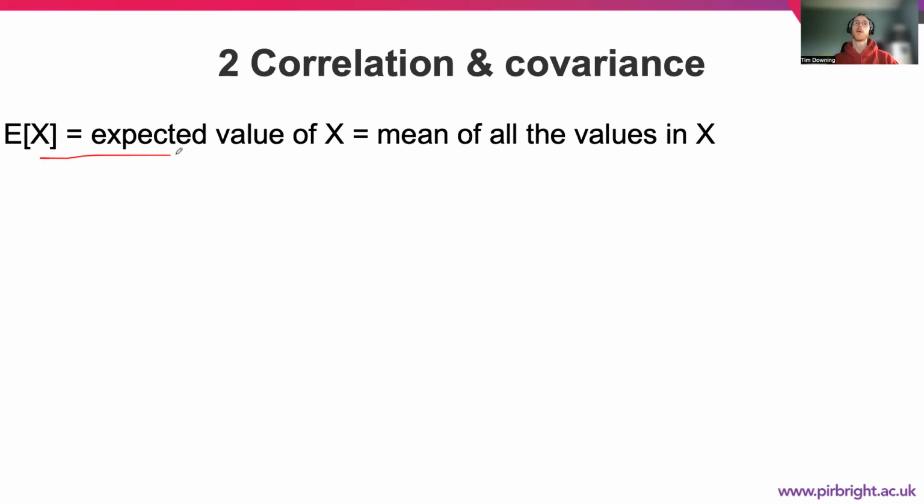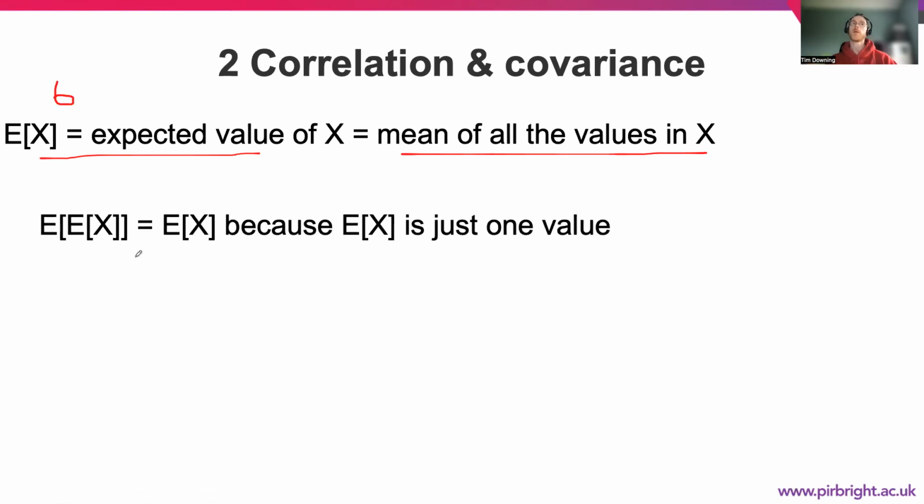Firstly, the expected value of x is effectively the mean value of all the values in x. It is the weighted mean value of all the values in x. So we weight by the frequency we've observed for that particular value of x. And the product of all of these adjusted for the sample size gives us the expected value. Note that the expected value is just one single value, so the expected value of the expected value is just one value as well. So it's the same thing.